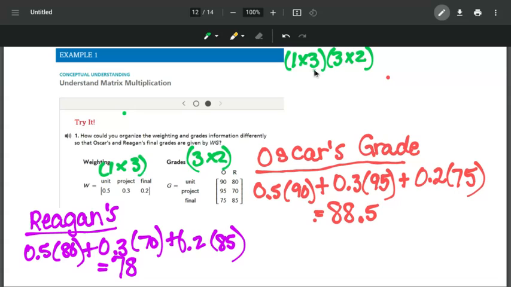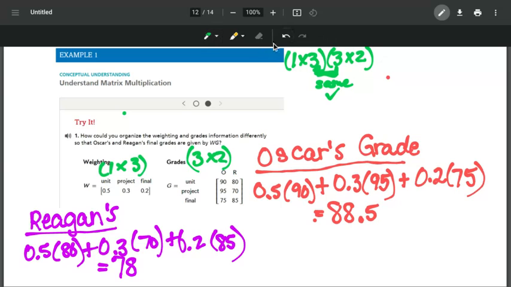Now to multiply matrices, whenever you set this up, order does matter, but to be able to do it, these 3's have to be the same number. They have to be the same. If they are, then that's good. You can go ahead and multiply them. If not, then that product will not exist.